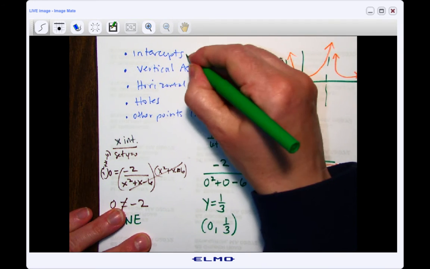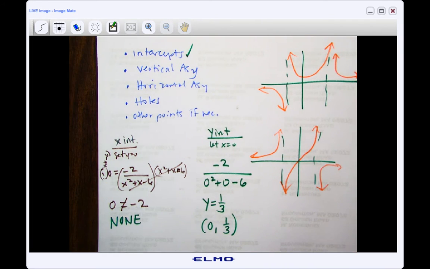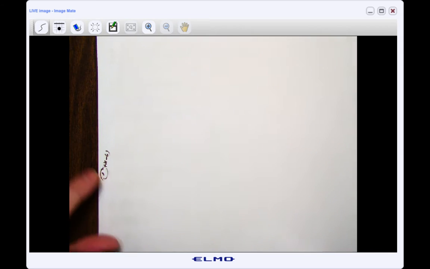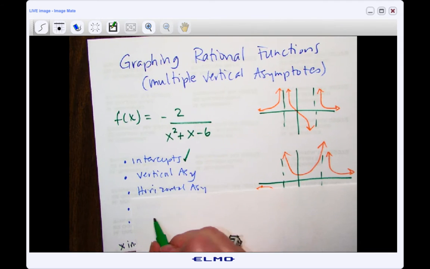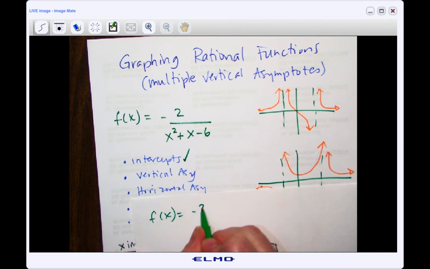We did the intercepts. Okay, so let me get another piece of paper here, and I'm going to run out of paper also. All right, now we're going to do vertical asymptotes. So let me rewrite my function on this page.